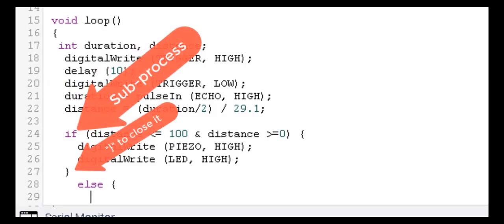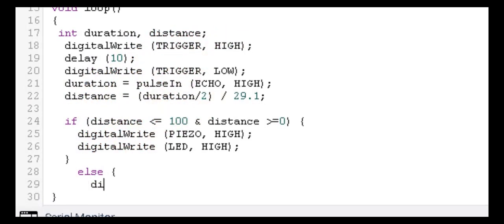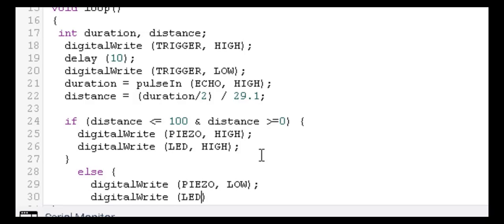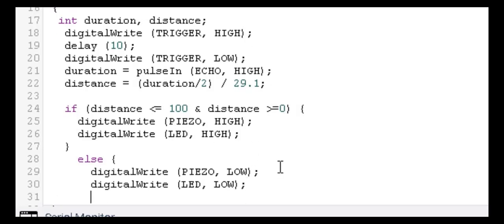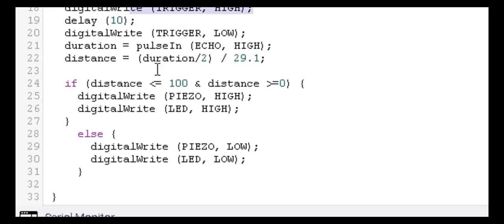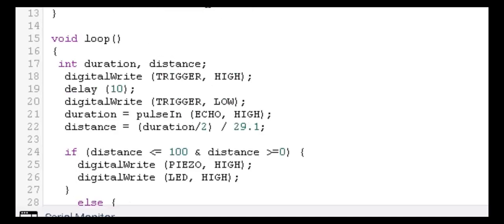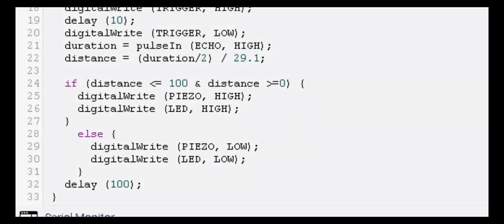Of course, we need to close the subprocess and start with another subprocess that is else. What happens if it is farther than 100 centimeters? The piezo is going to be low, so it is not going to make any sound, and the same with the LED. It's going to be off. I close the subprocess and I am going to give a delay of some milliseconds before I start the loop again. I am going to check that I have the correct signs to close the subprocess and processes.